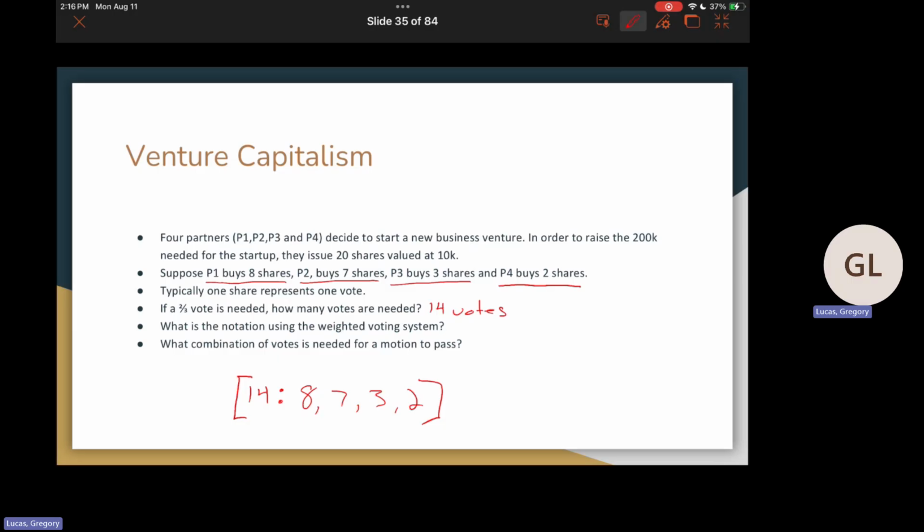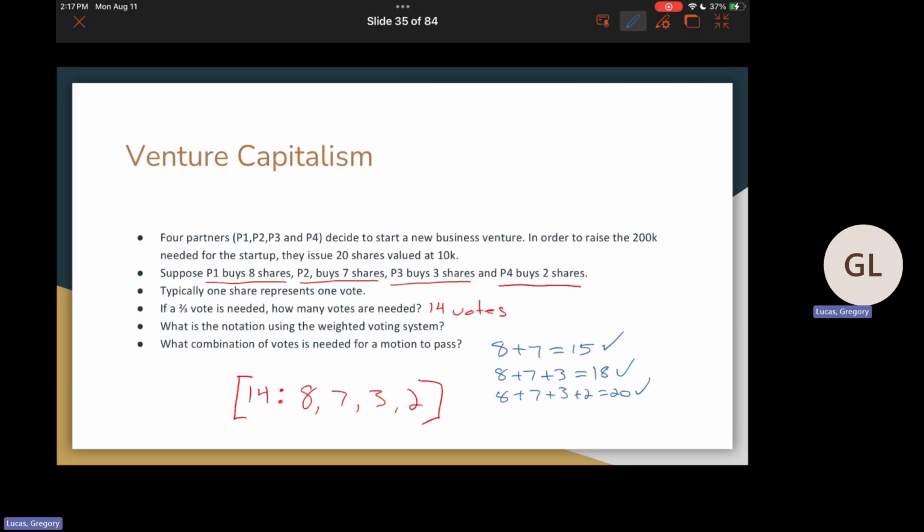Now we have to figure out the combinations that pass. 8 plus 7 gives me 15. So if player 1 and player 2 vote yes, they would pass. That also means 8 plus 7 plus 3 would pass. If everyone votes the same way, it would pass. So player 1 and 2, players 1, 2, and 3, players 1, 2, 3, and 4. If they all vote yes or all vote no, something would pass or fail. But let's focus on just pass.